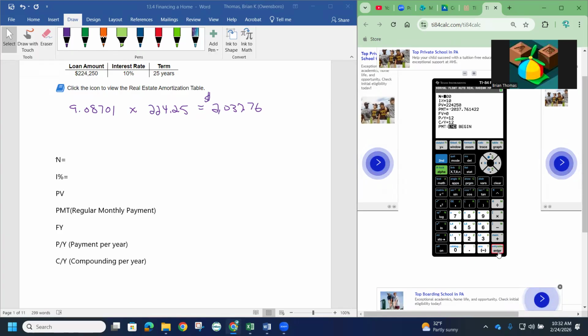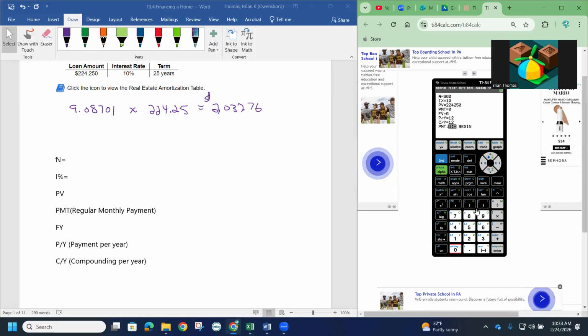Hit enter again. So if we go through here and do the math, we have 25 years, and we have to pay 12 times a year. So if I multiply 12 times 25, that gives me 300 payments to pay off the house. Remember, the interest rate has to be in percent, so 10% goes there. Our present value is the principal, the loan amount, so 224,250.